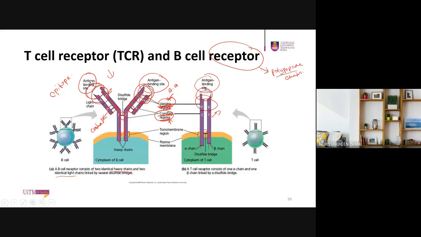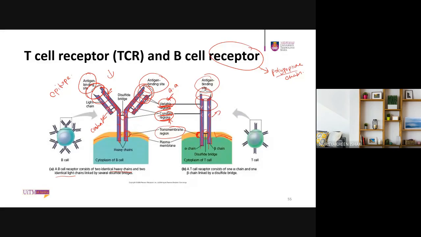Okay, another region yang awak kena tengok kat sini adalah untuk menanamkan receptor ni pada plasma membrane kan. Region ni, the region that is embedded inside the plasma membrane of the lymphocyte here, this region we call it as the transmembrane region. Okay, the region that is embedded in the plasma membrane of the lymphocyte, either B cell or the T cell. Itu je lah kan. So dia akan extend sikit into the cytoplasm.